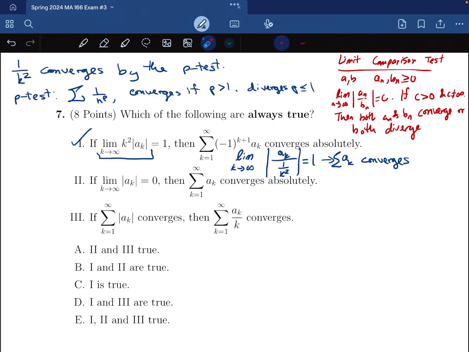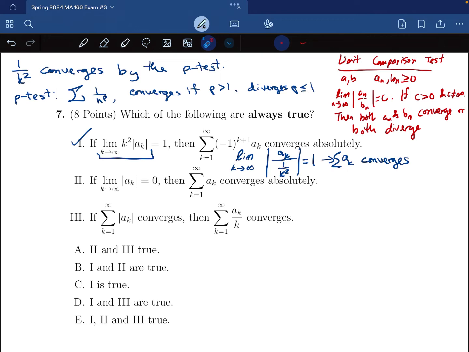Basically, when you say that the absolute value of the alternating series converges, that's what a_k is. a_k is the absolute value of this series. If this converges, that's essentially equivalent to saying that the alternating series absolutely converges. Okay, so statement 1 is true.